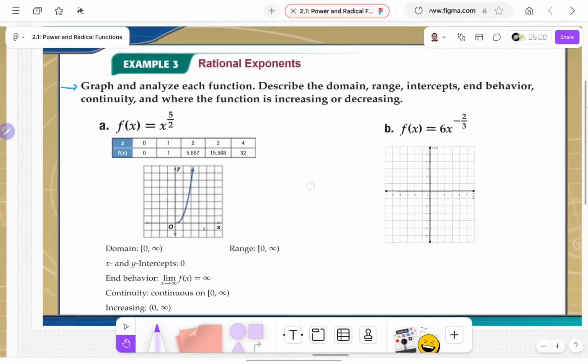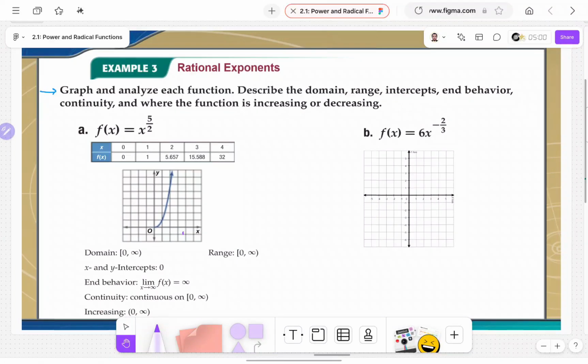Okay, now let's take this example here. Graph and analyze each function. My student, please don't bother yourself about how you can graph the functions. This type of question comes as multiple choice or choosing the correct graph. So don't bother yourself to learn how to graph exactly. Just do a sketch. If you know how to do sketching, that's enough for me.